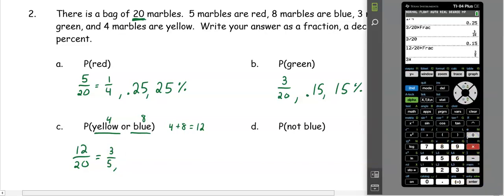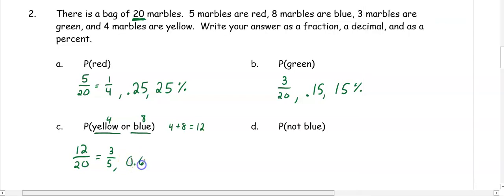So we have 3 divided by 5, which is 0.6. So as a decimal, if I move this over, I don't have a number there, so I would put a 0, so this would be 60%.